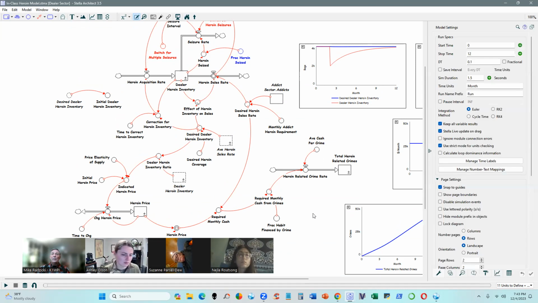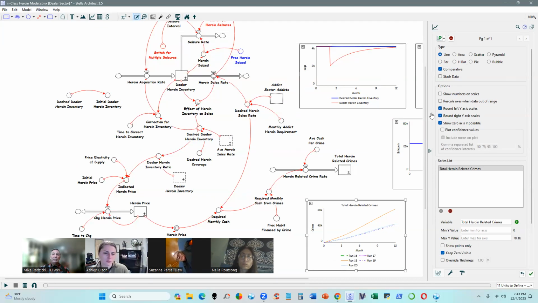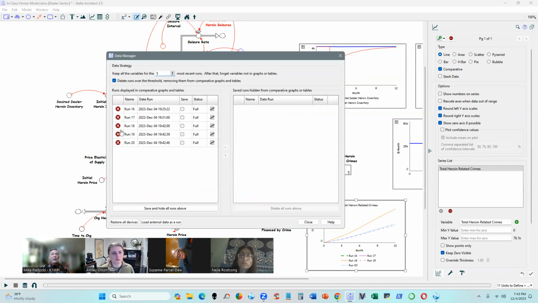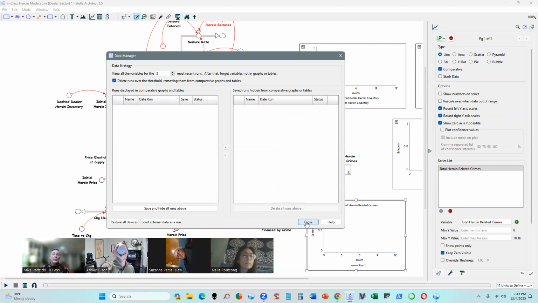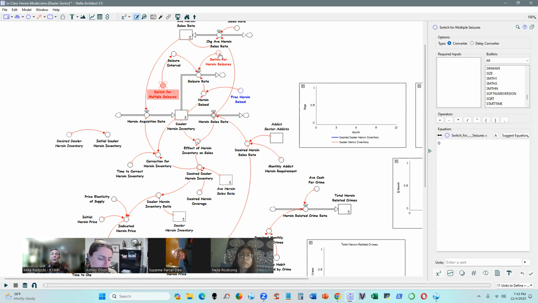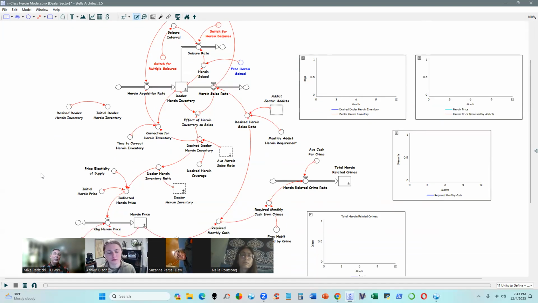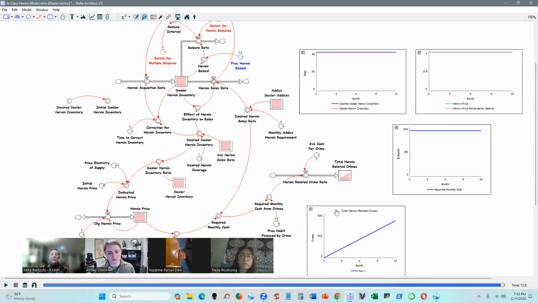Now looky here. We're going to double click on this graph and we're going to say comparative. We're going to go down here, this little data symbol. And there's a lot of runs here. So let's say we're going to keep 3 runs and let's get rid of all these things. Okay. And what do I have here? Switch for multiple seizures, 0. No seizures, no single seizures, no multiple seizures. What happens? Okay. So there's still some of the habit that has to be fed by crime.